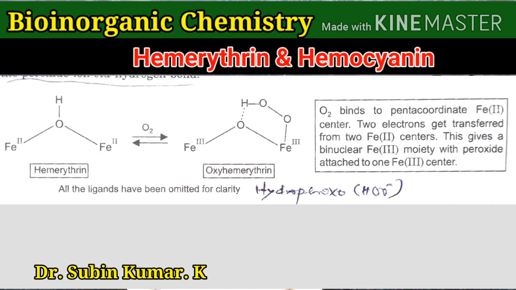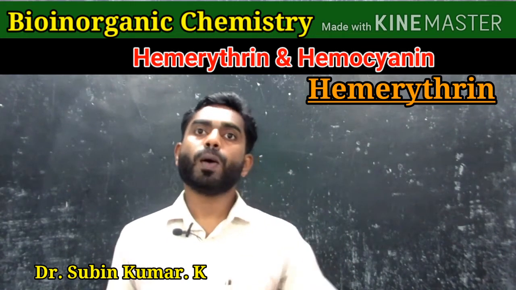The 2 ferrous centers combine with 1 O2 molecule and get oxidized to ferric while O2 is reduced to the peroxide form. That means after oxygenation, or after oxygen binding, both ferrous centers are converted into the ferric state, and oxygen is reduced to the peroxide form.